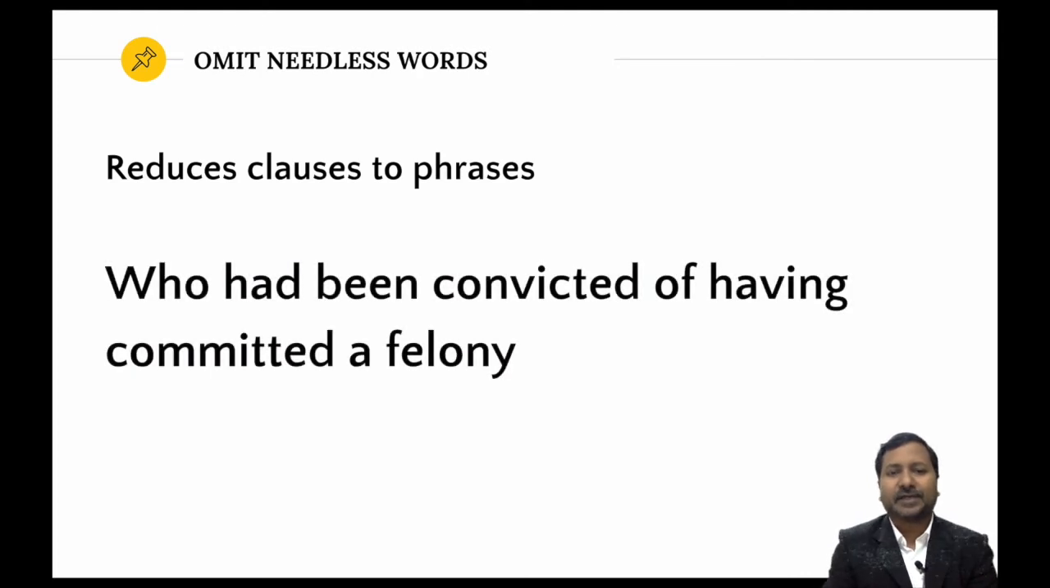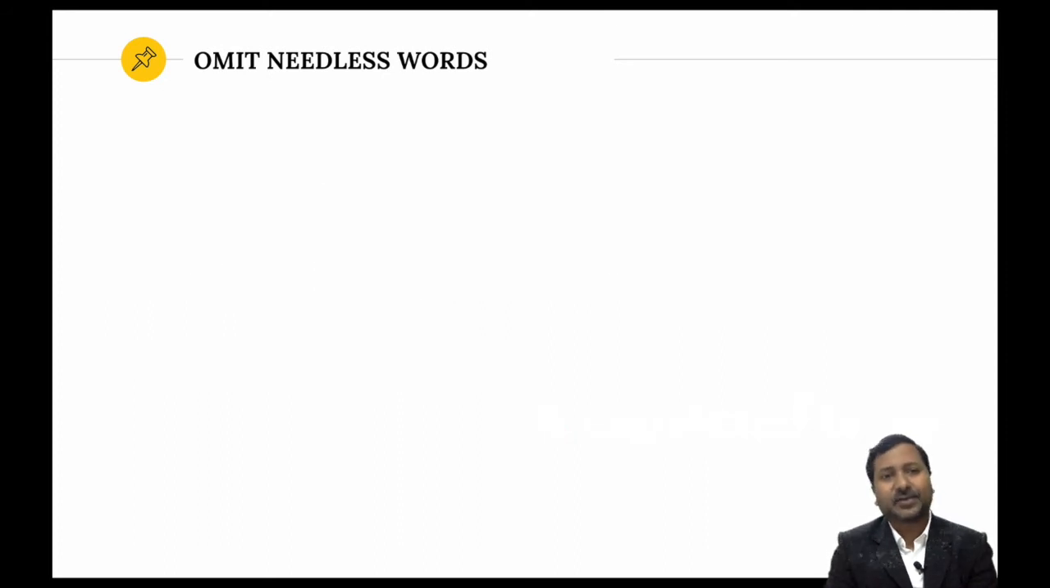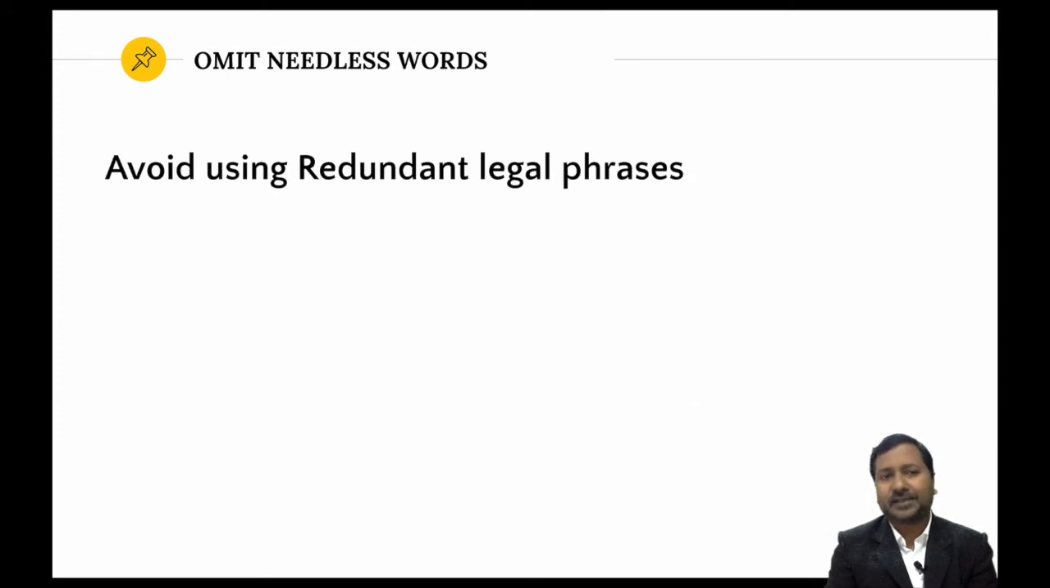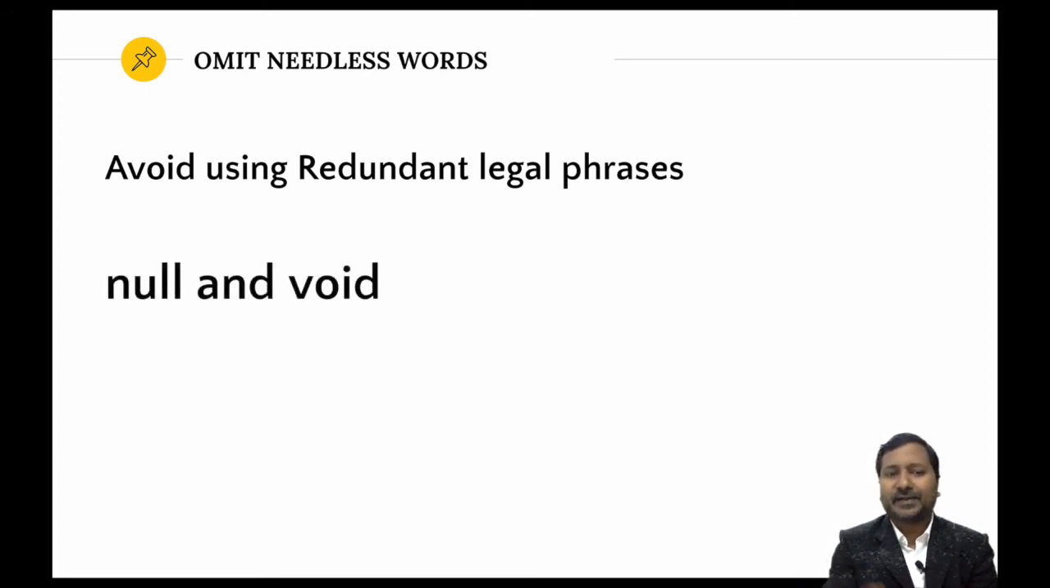"Who had been convicted of having committed a felony." A simple phrase would be "a convicted felon." Now let's look at the fifth technique. This is something you may find more frequently in legal documents. For example, the words "null and void." You could use either "null" or the word "void." There's no need to use both null and void.